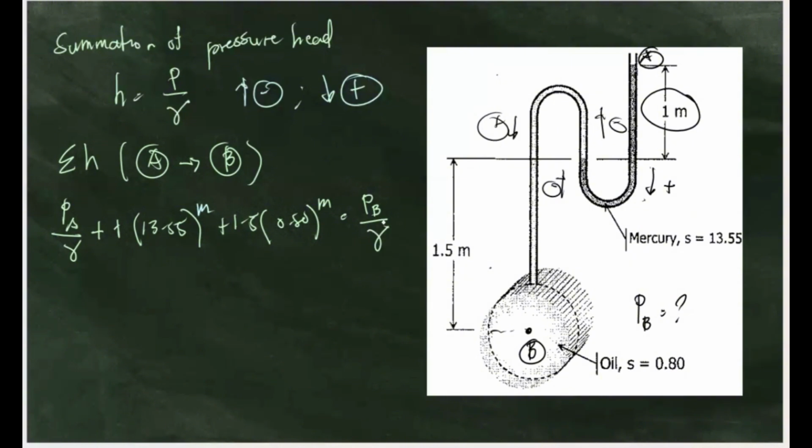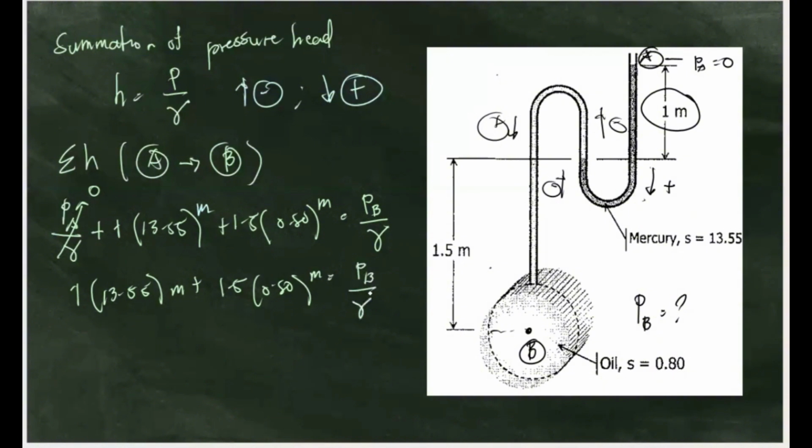Okay? Ngayon, alam natin na yung A, ito, ay exposed sa atmosphere. So, our gauge pressure here, take note, yung ating P sub A at P sub B, ang binabasa natin dito. Ayan nga ulit, gauge pressure. So, ito ay magkakaroon ng pressure na 0 dahil gauge exposed sa atmosphere. So, in short, mawawala na to. Maiiwan na lang is 1 times 13.55 meters plus 1.5 times 0.8 meters is equal to P sub B over gamma.